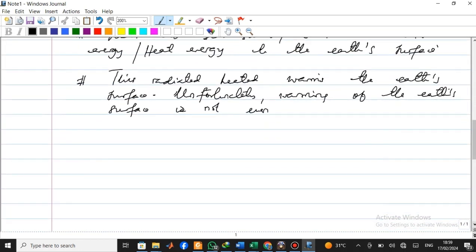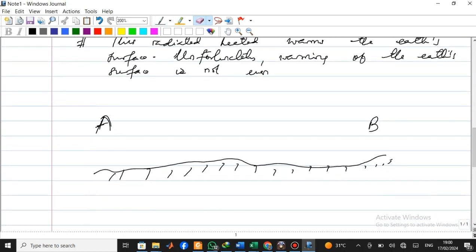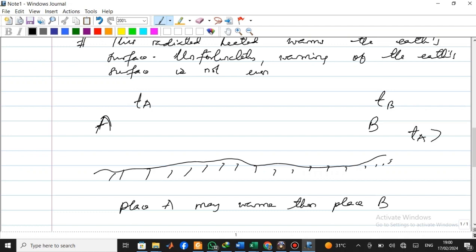Suppose you have two places on the Earth's surface, place A and place B. Due to uneven heating of the Earth's surface caused by heat from the sun, place A may be warmer than place B. Since we have assumed that place A is warmer than place B, we can say that the temperature of A is a bit greater than that of B.